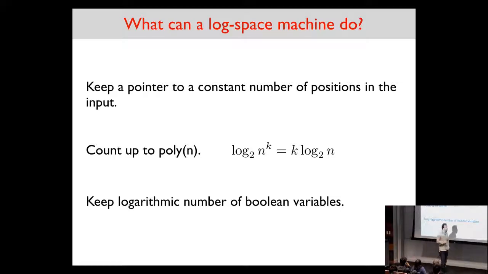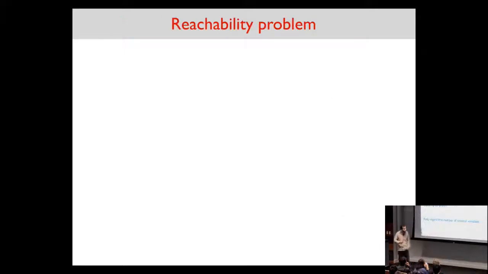And you can also keep a logarithmic number of Boolean variables. Boolean variables store just 0 or 1. There is a constant amount of information there. So you can keep a logarithmic number of these Boolean variables or flags, or whatever you want to call them. Okay, you might say, well, all a log space machine can do is these kinds of things. Let's look at an interesting problem.